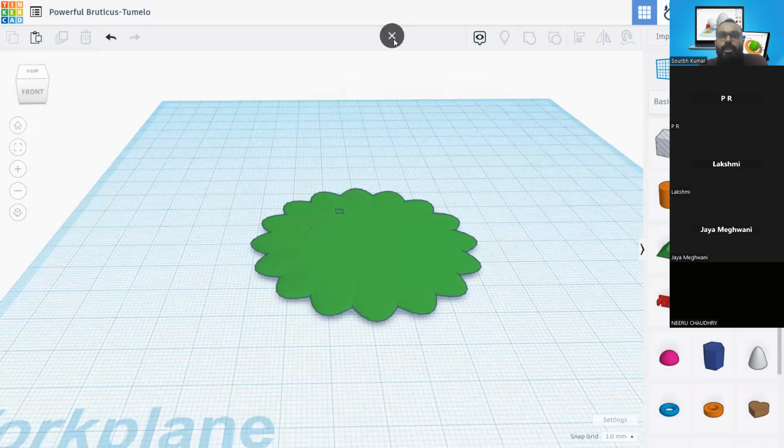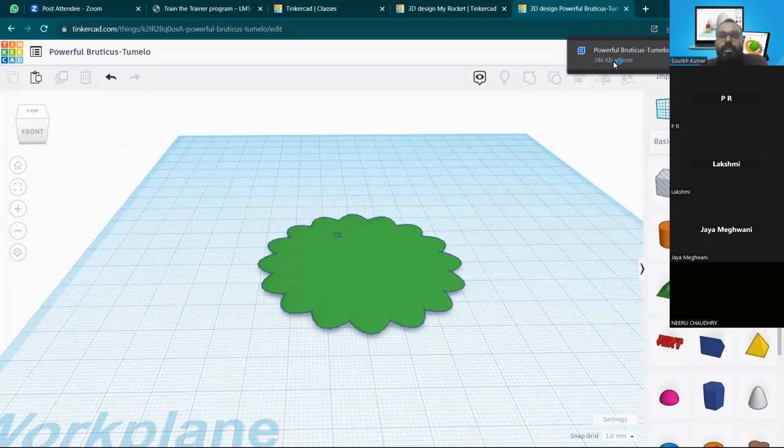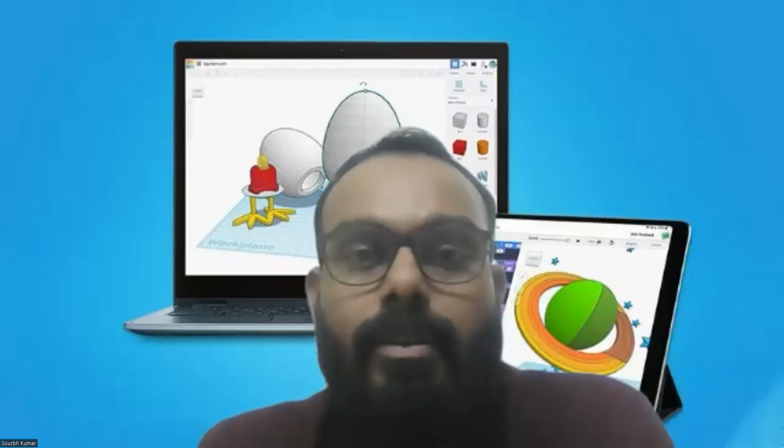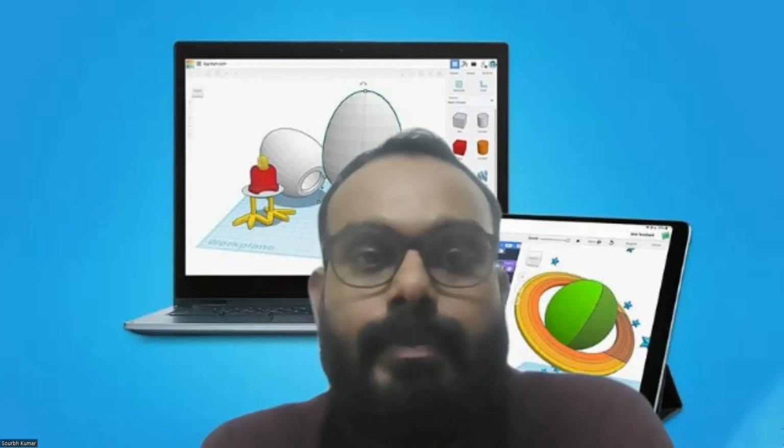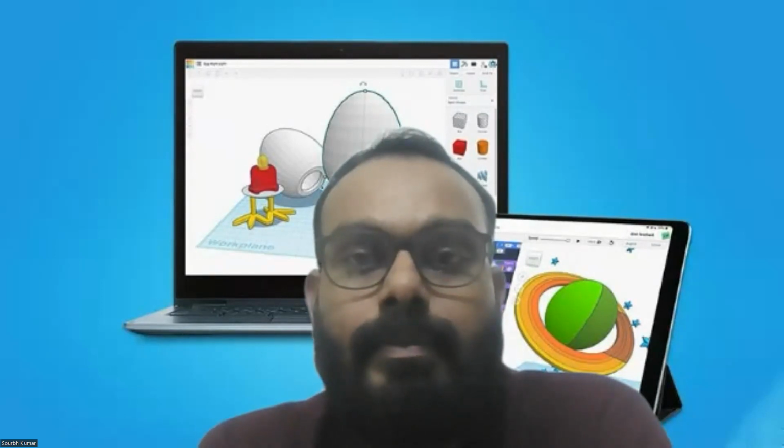Your model will be downloaded, and then you click on the model itself. You have to download this software. Maybe it is not visible to you because only the Tinkercad screen is shared. Okay, let me share this screen back so that it will be visible to you as well. Just allow me a second, please.